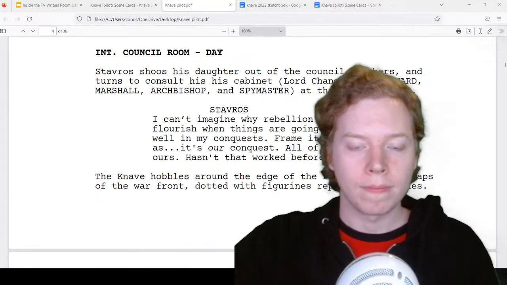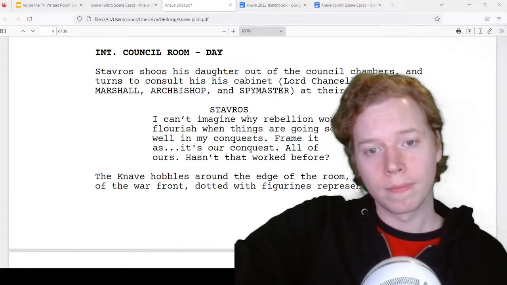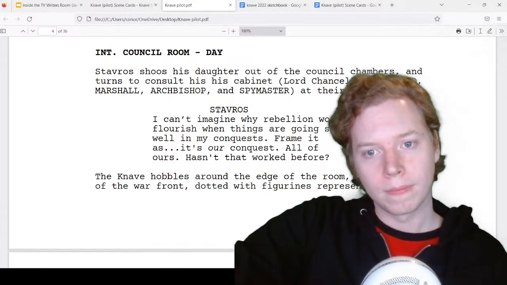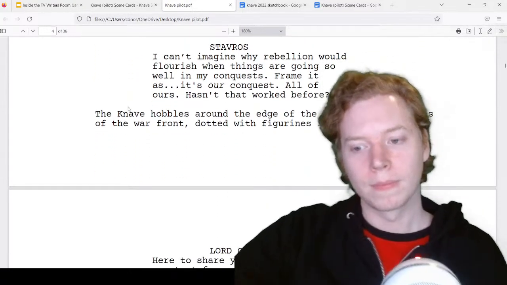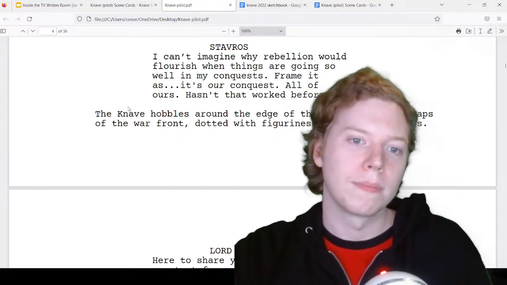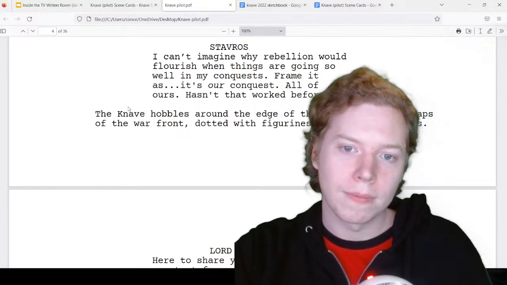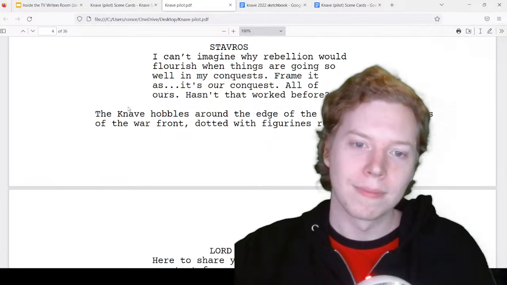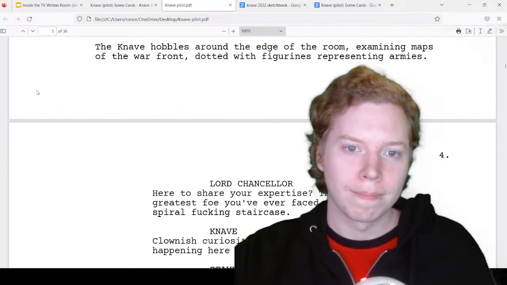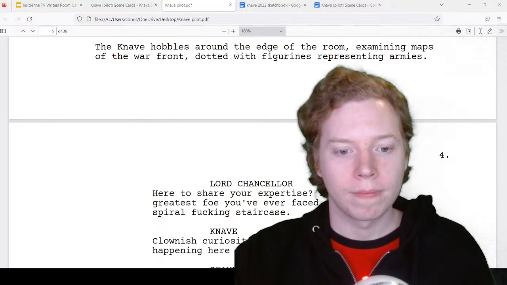Interior council room, day. Stavros shoos his daughter out of the council chambers and turns to consult his cabinet: Lord Chancellor, Steward, Marshal, Archbishop, and Spymaster at their stone table. Can't imagine why the rebellion would flourish when things are going so well in my conquest. Frame it as our conquest. All of ours. Hasn't that worked before? The knave hobbles around the edge of the room, examining maps of the war front, dotted with figurines representing armies.